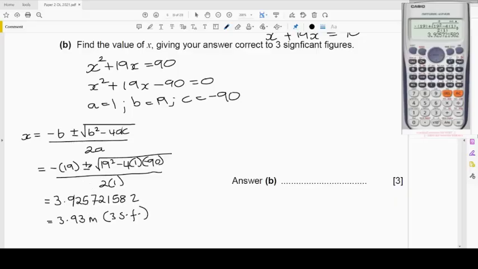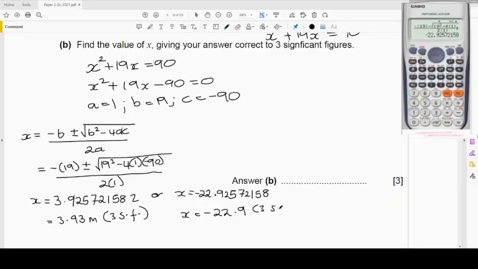Now remember, there is another solution when we use the minus, so x is equal to this, or x is equal to, so we do this on our calculator. And what we do is we just change the plus to a minus. Okay, and that is our answer. And then converting it to decimal, we have x is equal to negative 22.92572158.